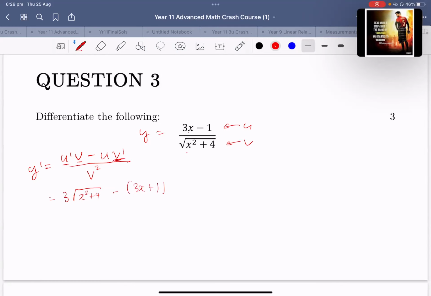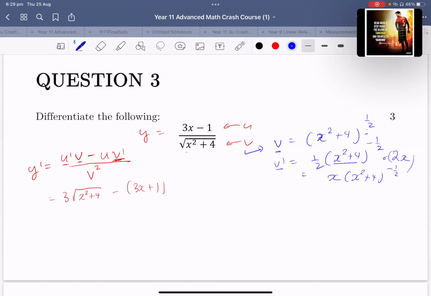Now v dash, what we need to do first is write v in indices form. This way, we can easily differentiate it by using the chain rule. So our second step is going to be to differentiate v with the chain rule. It's going to be half times x squared plus 4 to the power of a half minus 1, that's going to be minus half, multiplied by the derivative of the inside, 2x. 2's and 2's cancel. That's going to give you x times x squared plus 4 to the power of minus a half. And if we simplify that, that's going to be x on square root of x squared plus 4.